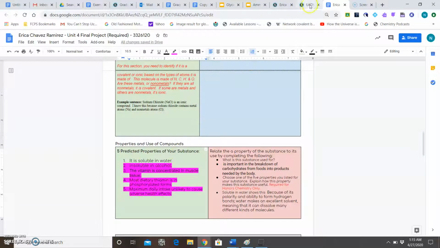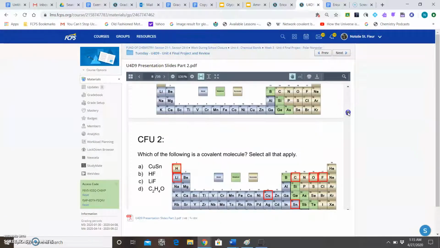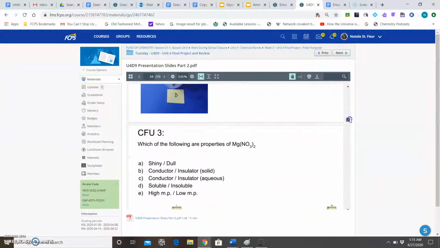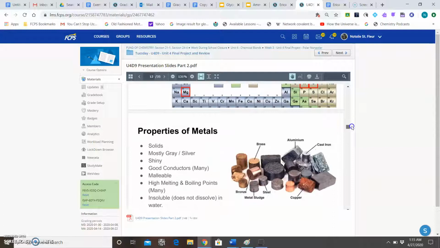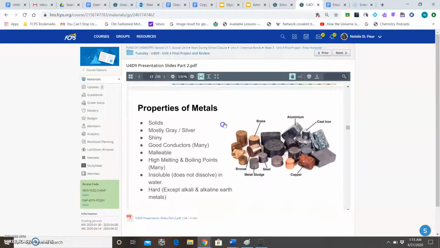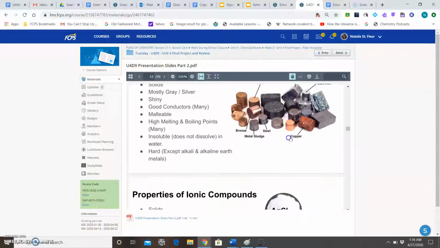If we go back to that document, here we go. And if you go down to starting at slide 12, it lists the properties of different things. So if your substance was a metal, which it's not, these are the properties you could choose from to use. So if it was a metal, you could say it's solid. Oh, you can say it has a high melting point. It's insoluble. It's hard. Like all of that you can use for that section. But your substance is not a metal.